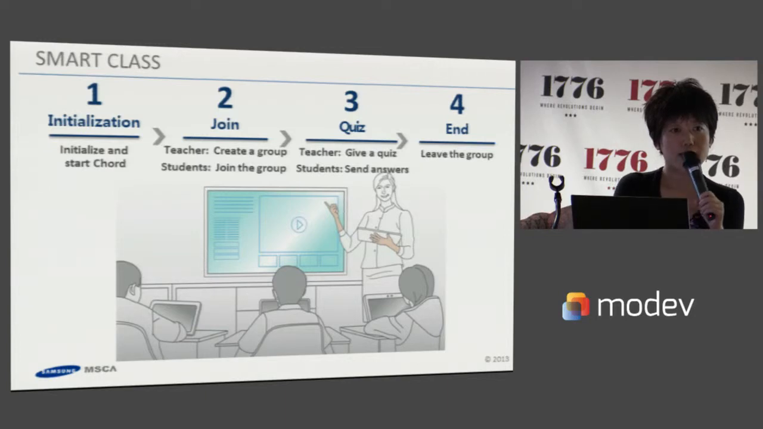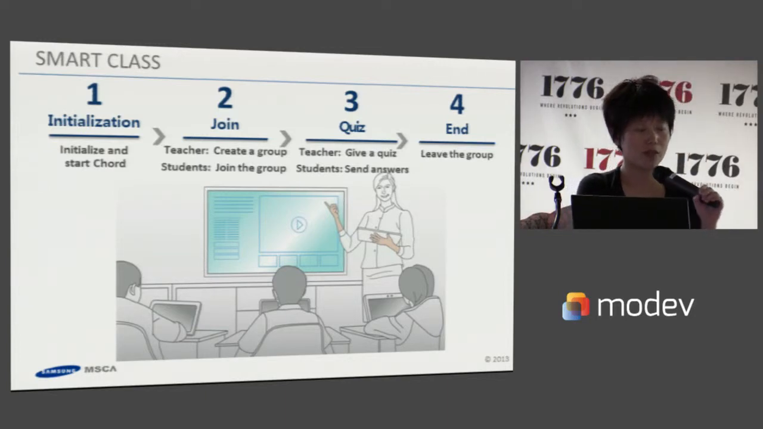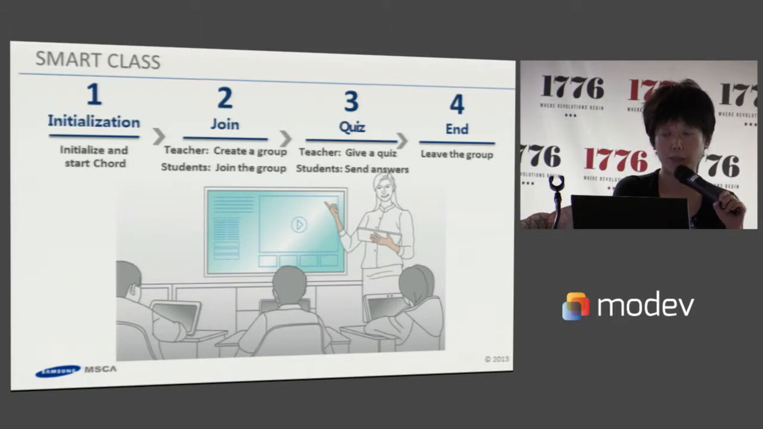Now I'm going to use an example to quickly go through all the steps you need to develop a Chord-enabled app. Now we use a smart class example. You need 4 basic steps. Initialization, which initializes and starts ChordManager. Join. In our case, the teacher will create a chord group and the students will participate. Then in step 3, the teacher will send out quiz questions. Students will give their feedback to the teacher. Once we're done, we can feel free to leave the chord group.